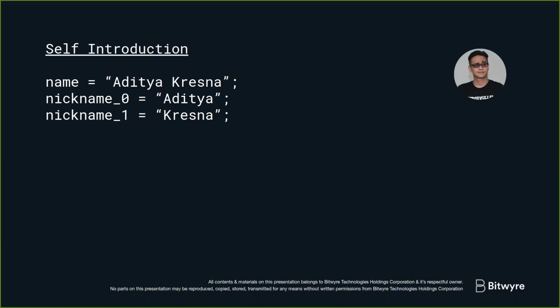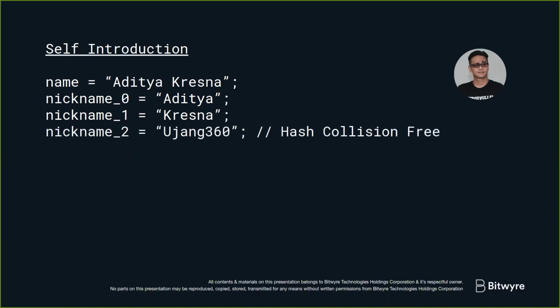And the second nickname is Kresna. This is what most people call me. And the last nickname is Ujang 360. This is hash collision free.